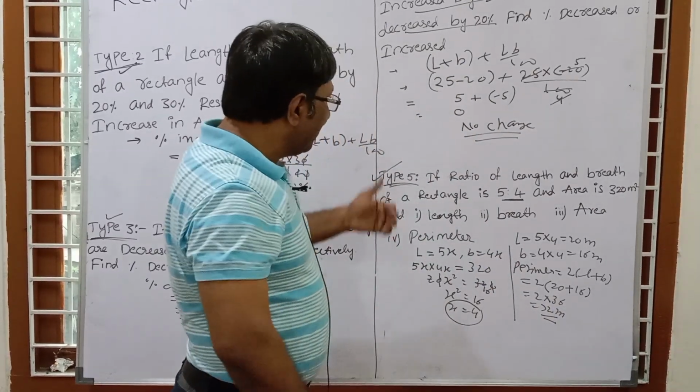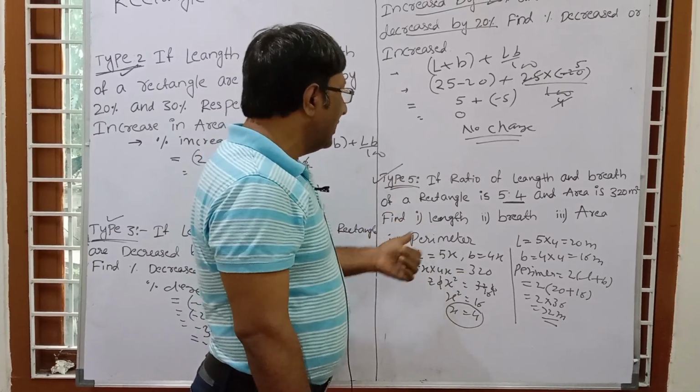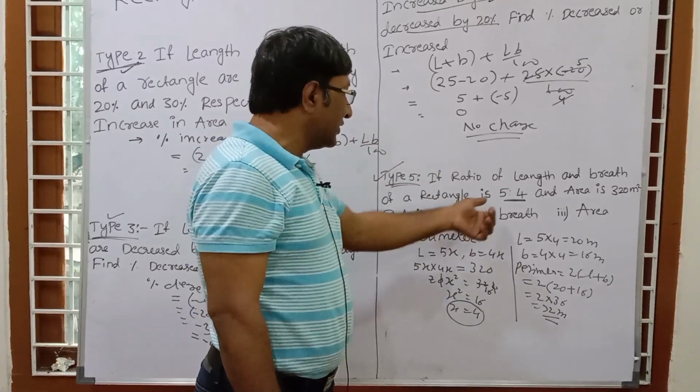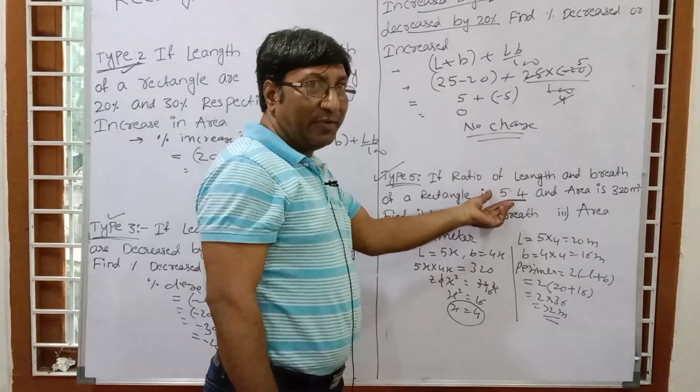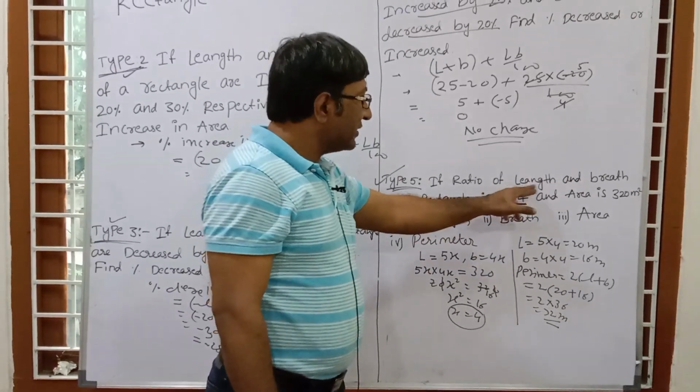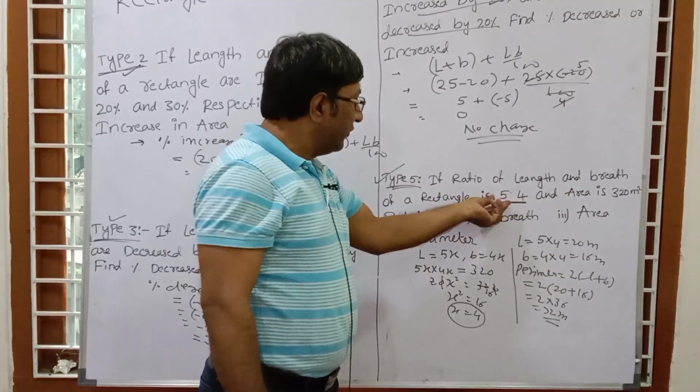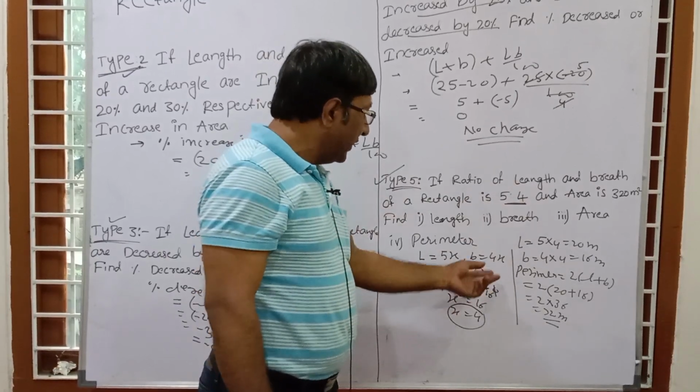So this is type number 5, a very basic question. The ratio of length and breadth is given. If the ratio is given, then the first one is length, the second is breadth. So length will be 5x and breadth will be 4x.